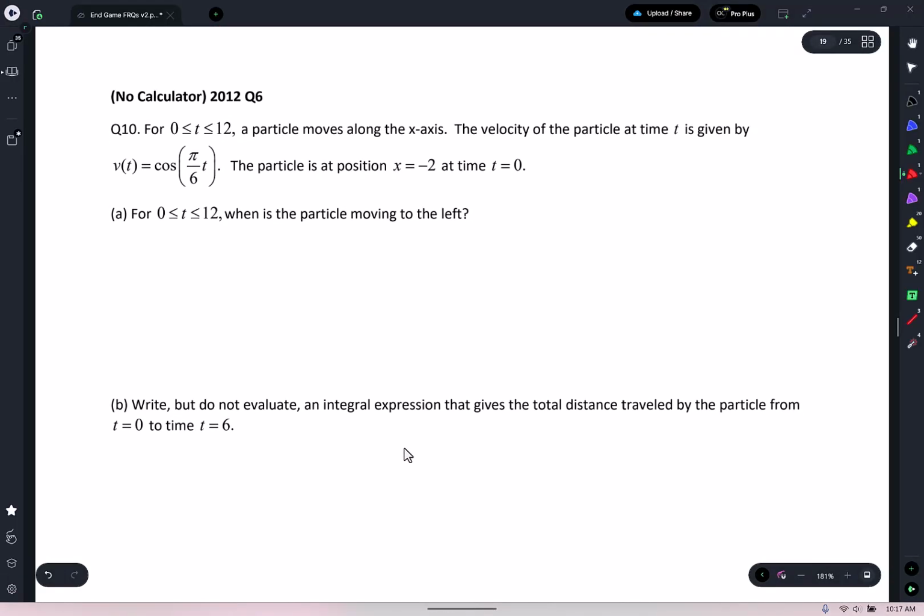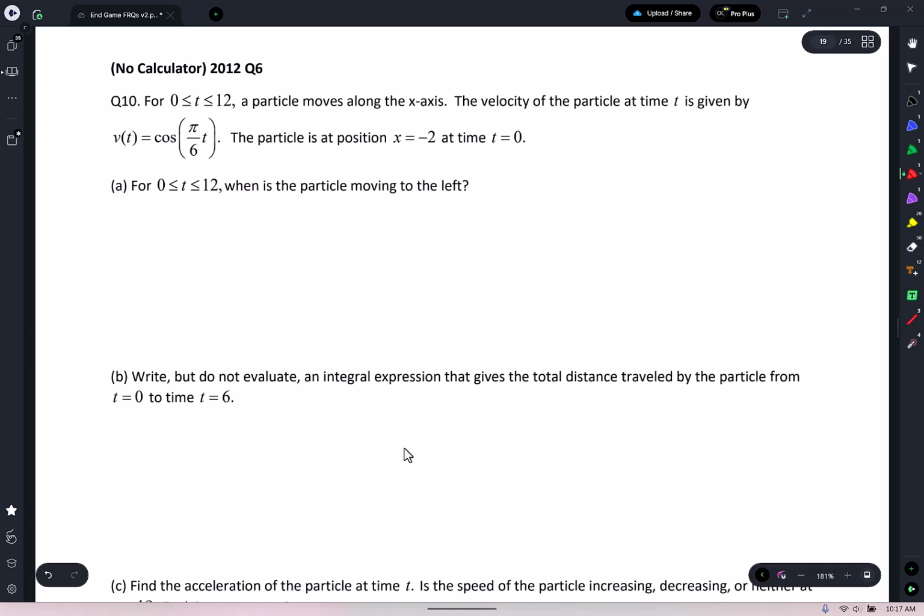All right, this is from 2012. Between 0 and 12, a particle moves along the x-axis. So again, I'm moving either left or right. The velocity of the particle at time t is given by, so here's my velocity equation. The particle is at position negative 2 at time t equals 0. Okay. When is the particle moving to the left?